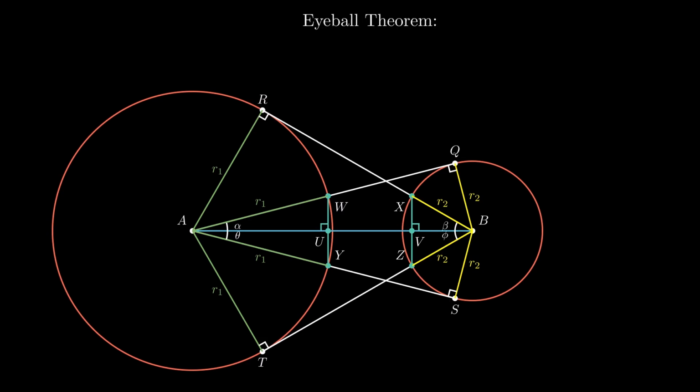Since AU is equal to AU and AW is equal to AY, YU is equal to WU by the Pythagorean theorem. And similarly, XV prime must equal ZV.